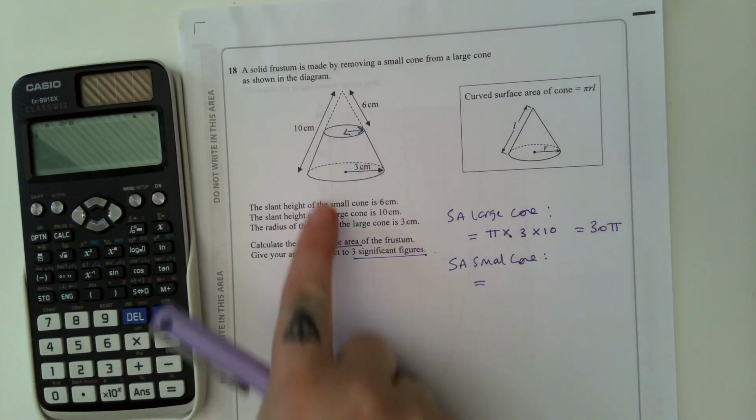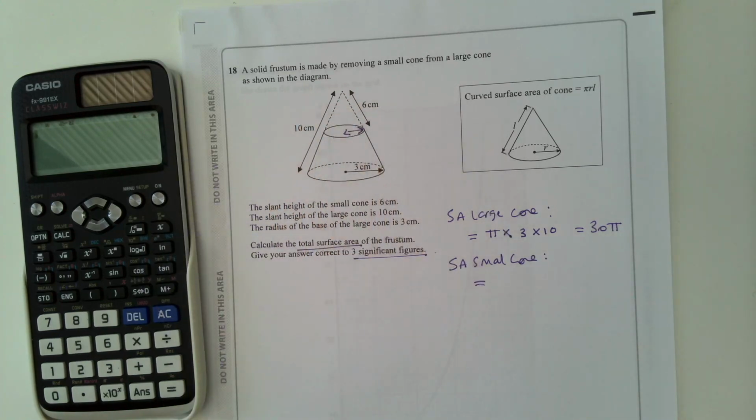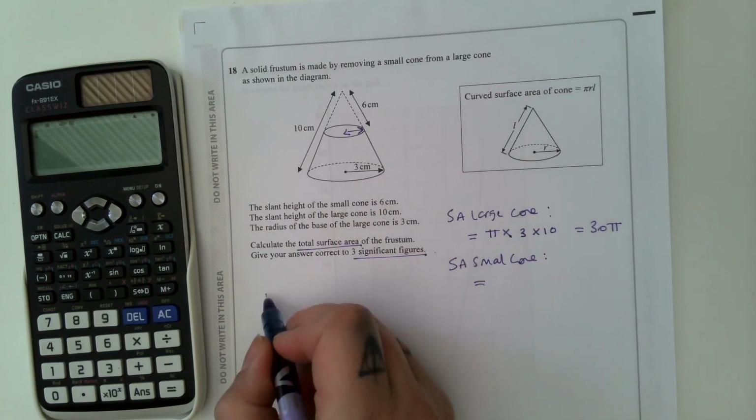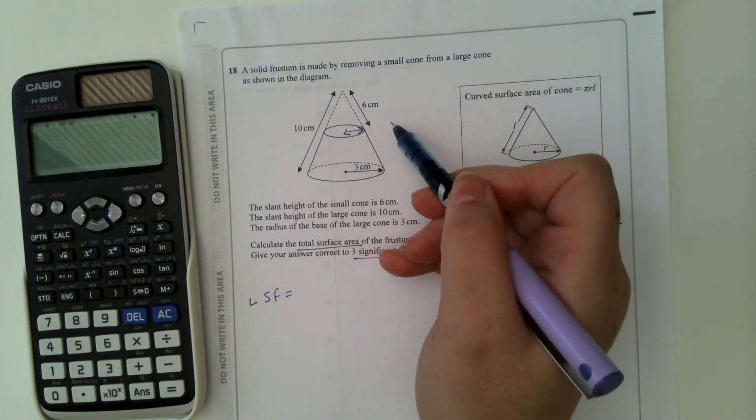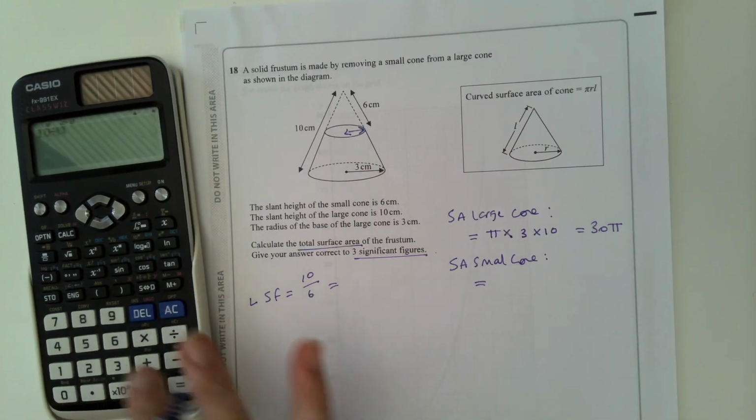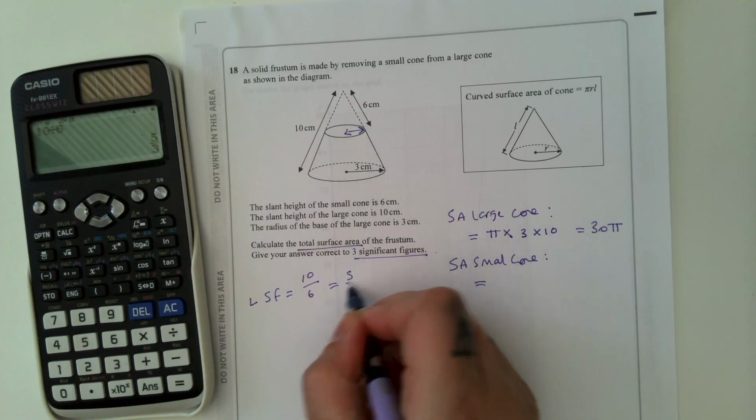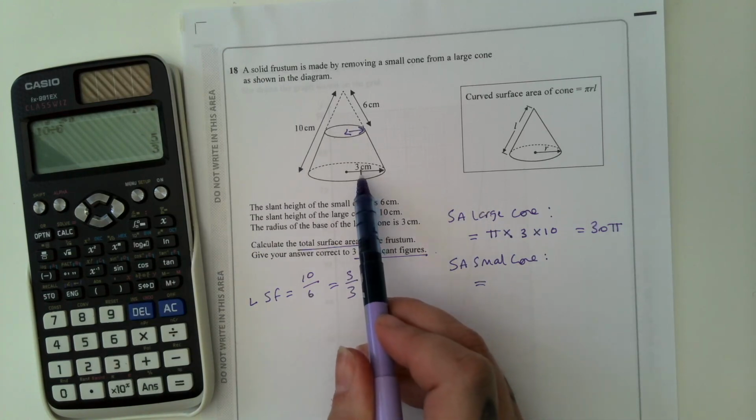And it doesn't label that for me, and it's definitely not 3 because the base of the frustum is larger. So what we need to recognise is actually the small cone and the large cone are similar shapes. And because we know the slanted height of each, we can work out a scale factor, and this will be the linear scale factor because we're dealing with height. So 10 divided by 6 gives us a scale factor of, I'm going to leave it as a fraction, 5/3.